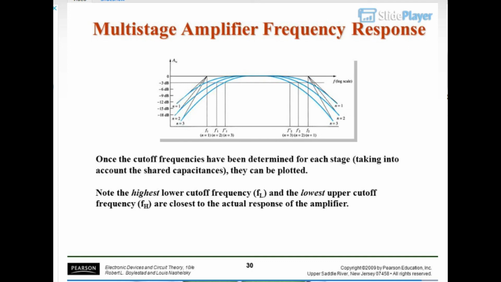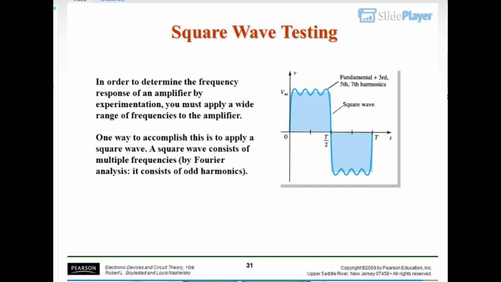30. Square wave testing. In order to determine the frequency response of an amplifier by experimentation, you must apply a wide range of frequencies to the amplifier. One way to accomplish this is to apply a square wave. A square wave consists of multiple frequencies. By Fourier analysis, it consists of odd harmonics.